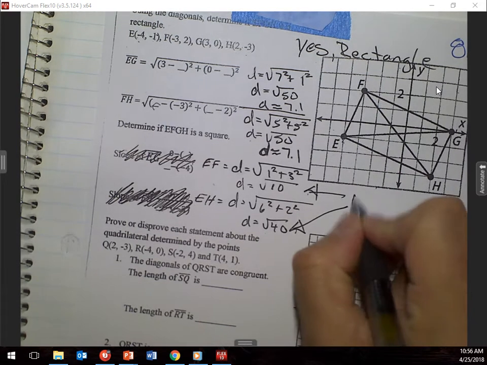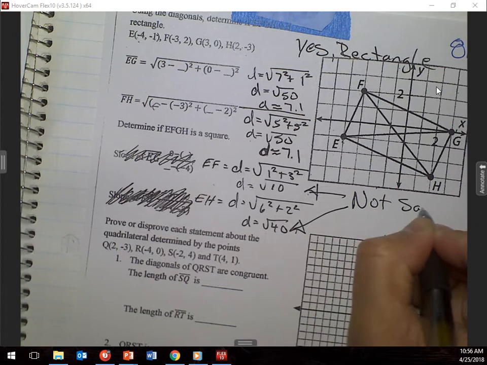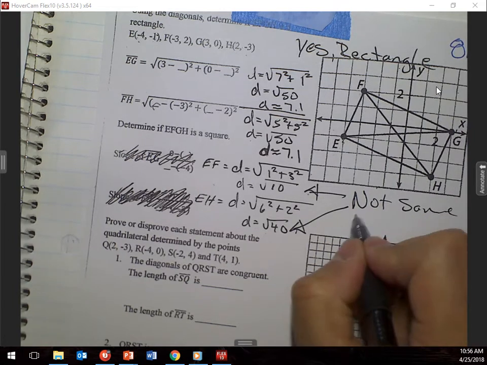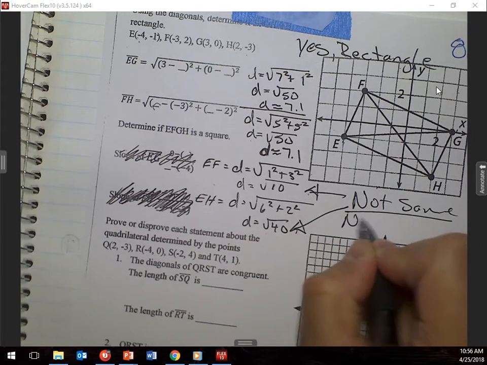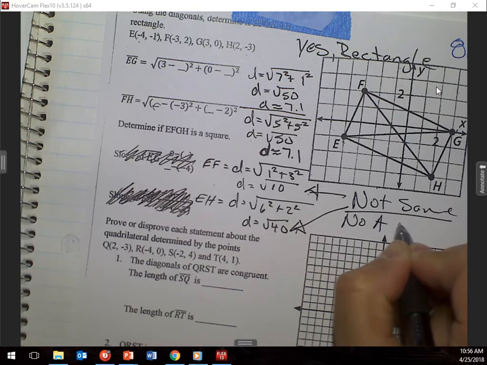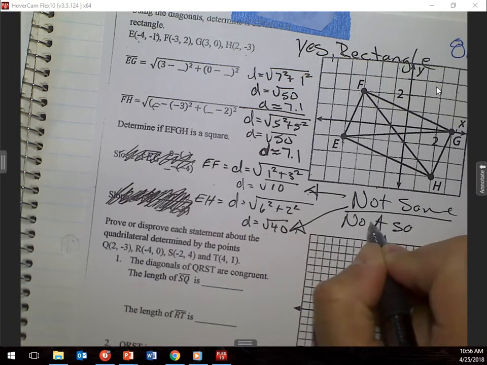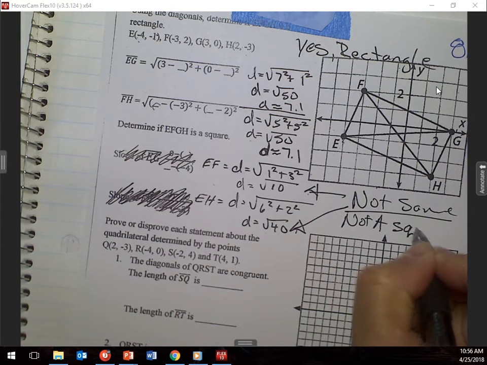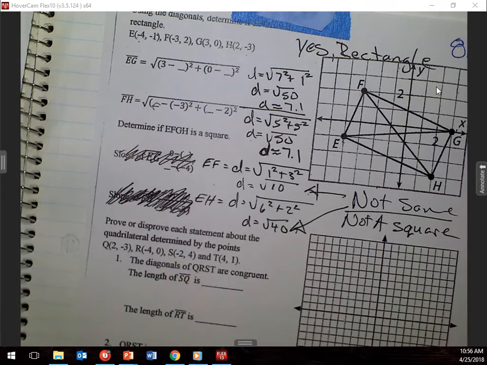These are not the same, right? No. So this is not a square. That should be pretty straightforward, right? That's the easiest way to do this. Alright, so let's go with this one.